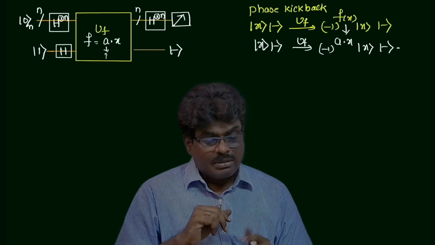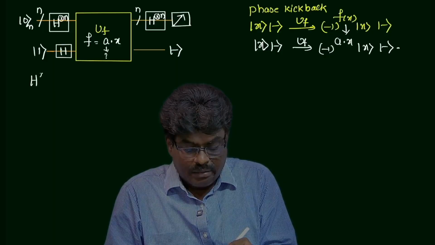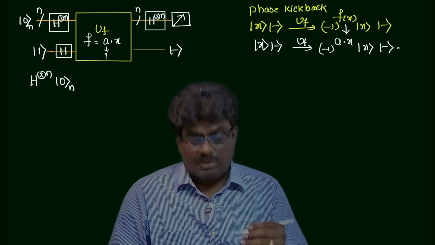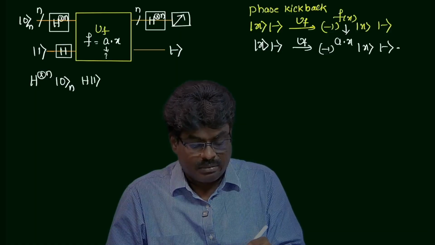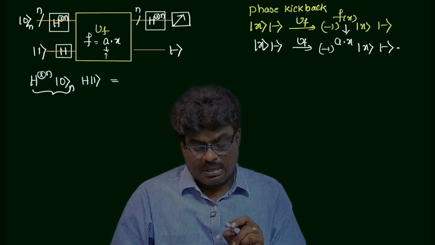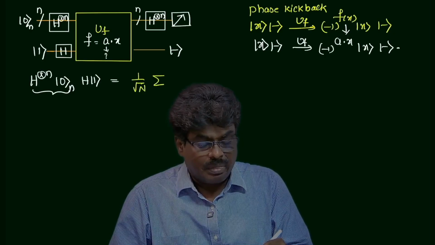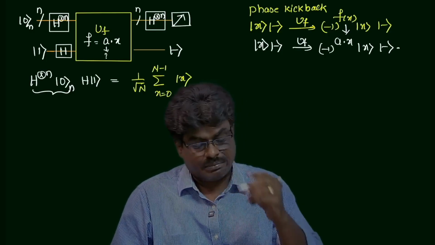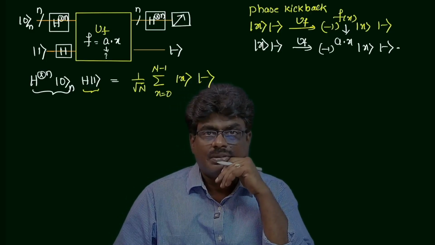Okay, fine. So now let us start this algorithm. So here what is the input? Here we have H tensor n operating on the 0, n-qubit string. Okay, so again H1, we have already discussed this in the parallelism concept. So this is nothing but 1 over root N summation x, where x is equal to 0 to N minus 1, and after that this H1 is nothing but minus, right? Fine.